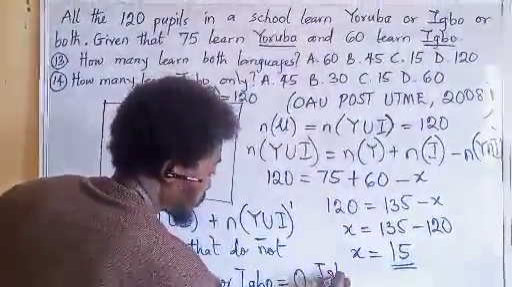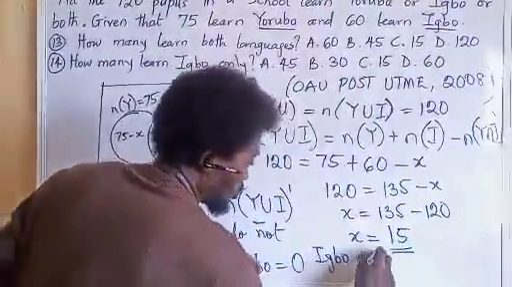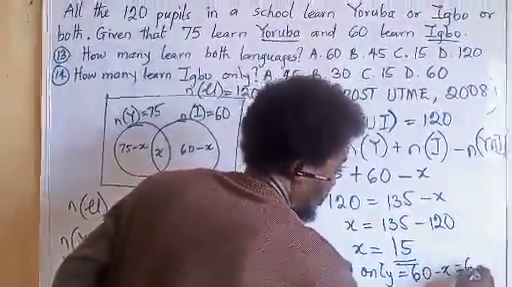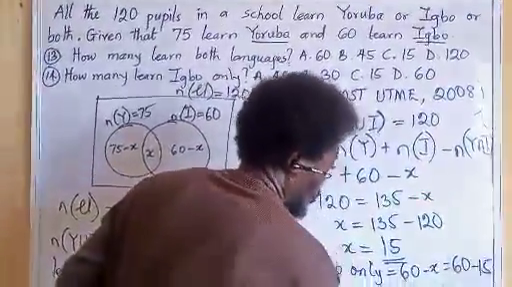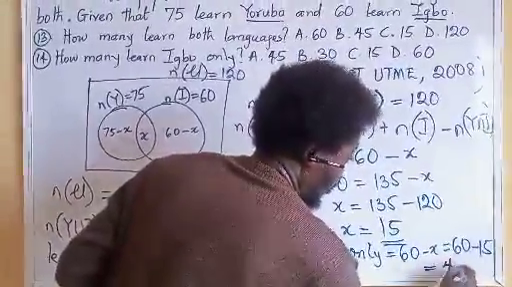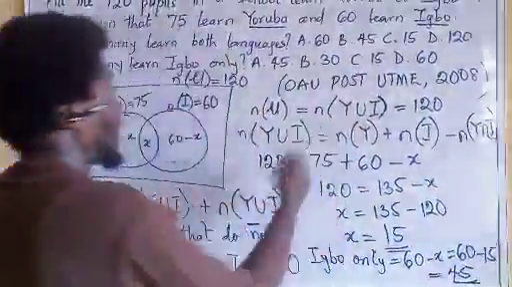Igbo only is equal to 60 minus x, and our x is 15. 60 minus 15 will give us what? That is 45. And then we can see our answer.